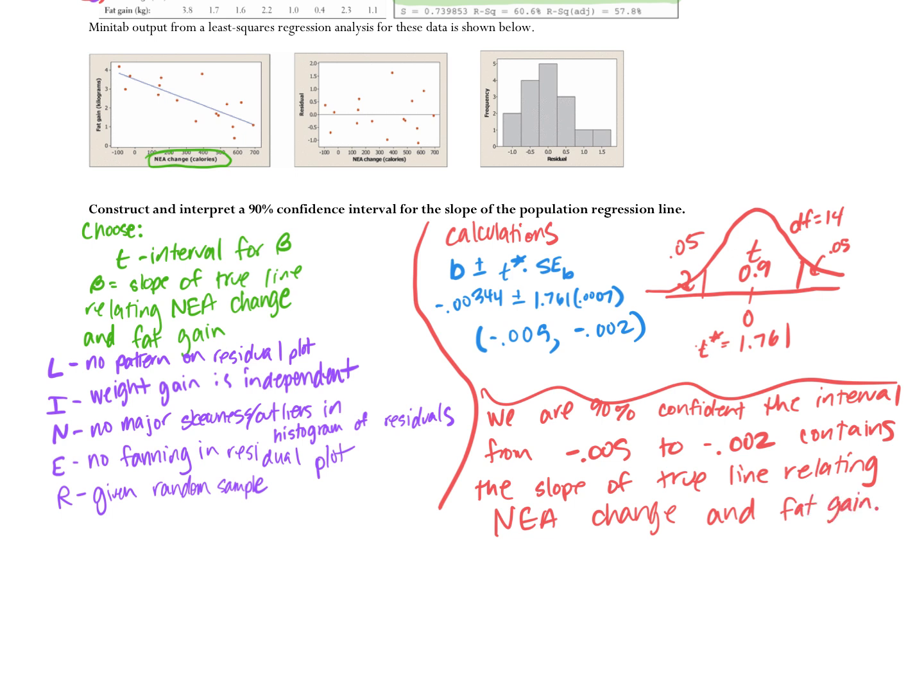Okay, now I want to talk about what the big ideas are from here. The goal of this is trying to decide: is there a relationship between these two variables? In other words, can we say with certainty that people who fidget are going to gain less weight than people who don't? Or, the more you fidget, the less weight you're going to gain. Can we say that with certainty?